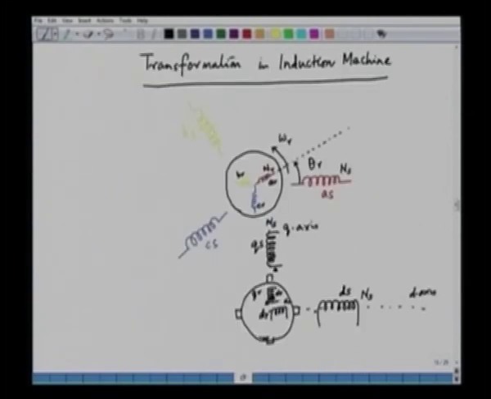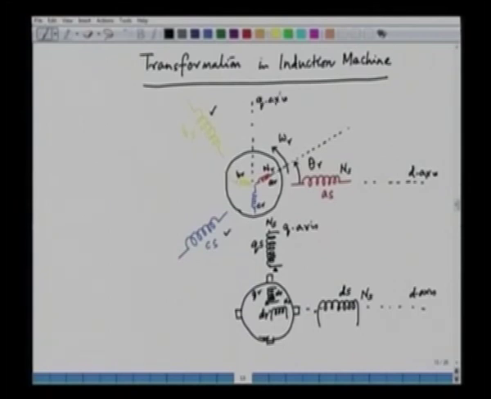Now, if you see, the MMF produced by the D axis stator will be the same as the MMF produced by the ABC stator in the D axis. So, we can resolve this MMF produced by B phase and C phase onto this D axis here. This is also the D axis, and this axis is the Q axis.